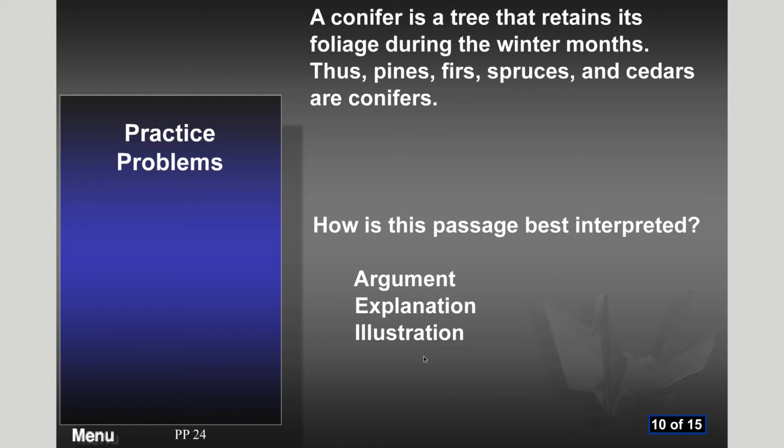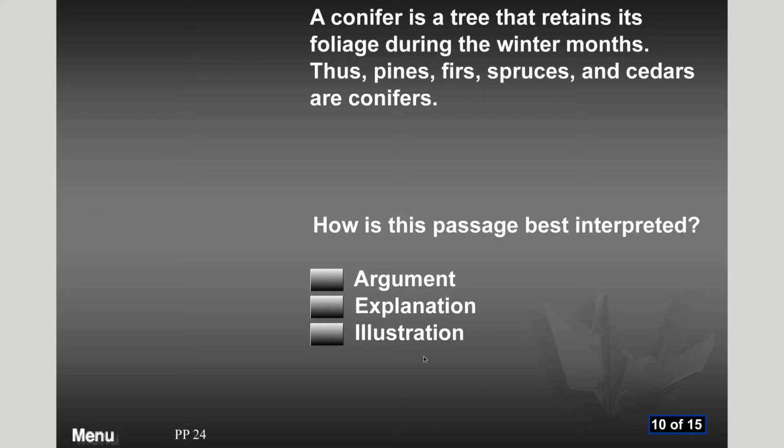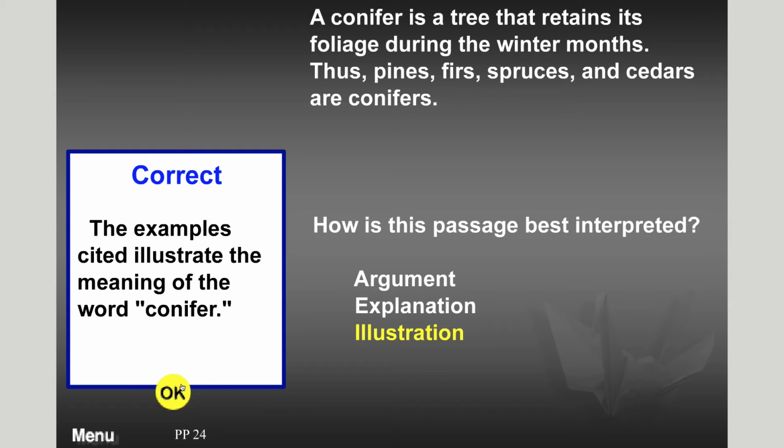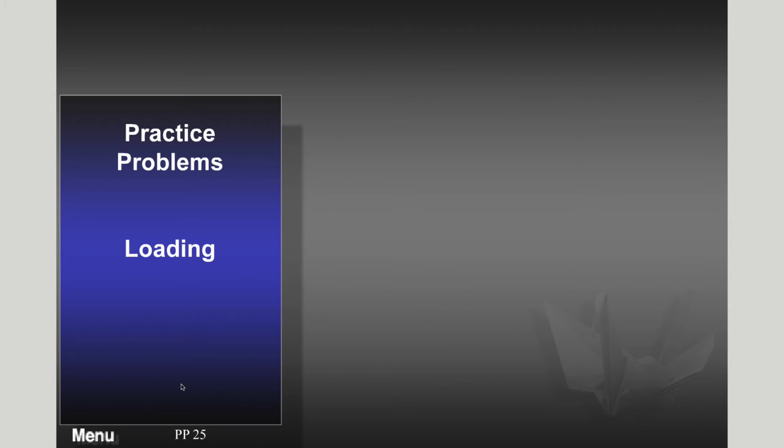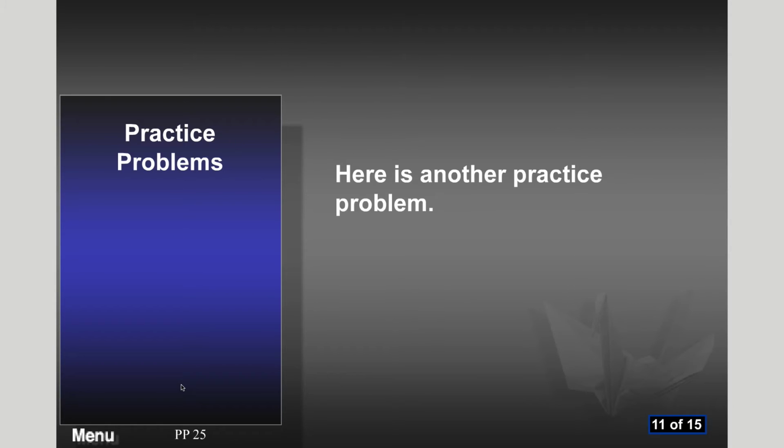Okay, so we get another practice problem. A conifer is a tree that retains its foliage during the winter months. Thus pines, firs, spruces, and cedars are conifers. Right? What does this look like to you? Is it an argument? No, there's no argument being made. There's no inference. We do get the thus there, though. Is it an explanation? Well, it's not explaining why this is the case. It's an illustration. Pines, spruces, and cedars are conifers. Why? Because they retain their foliage during the winter months. It's definitional. When you're looking at an illustration, it's definitional. Right? The examples cited illustrate the meaning of what conifer means, in case you wanted to know.